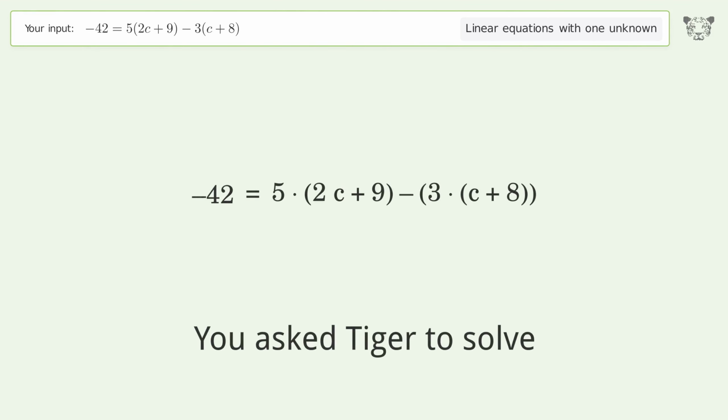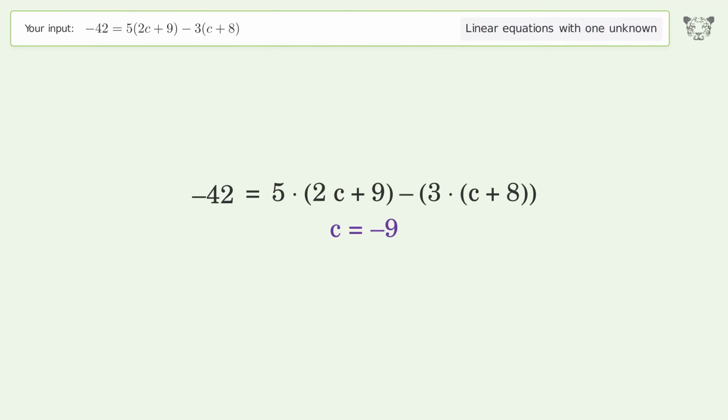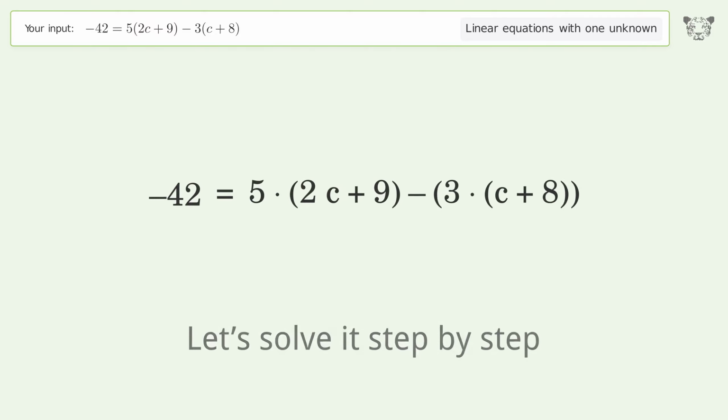You ask Tiger to solve. This deals with linear equations with one unknown. The final result is c equals -9. Let's solve it step by step.